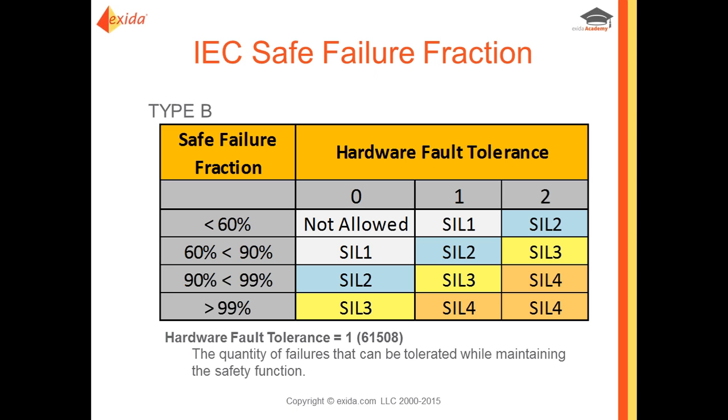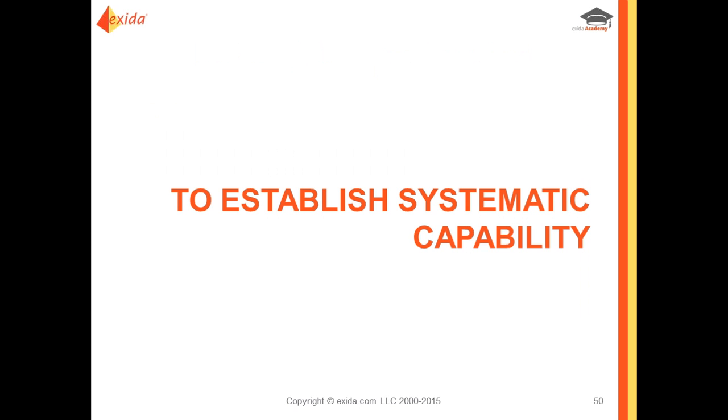Sorry about that. So as you can see, you have a type A device in low demand mode. You have a safe failure fraction of 0 with no redundancy, so you're only going to meet a SIL 1. So how can you make it to SIL 2? Well, one of the options, this is Route 2H for type A low demand mode application. We're also going to look at other ways to improve that in our example.